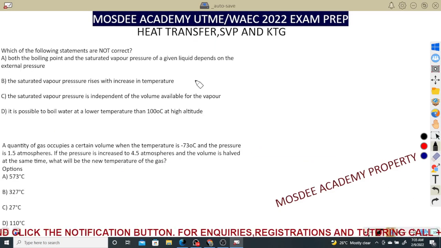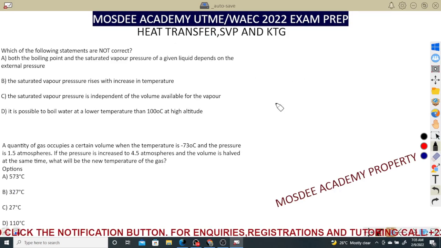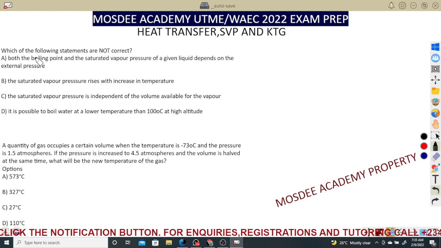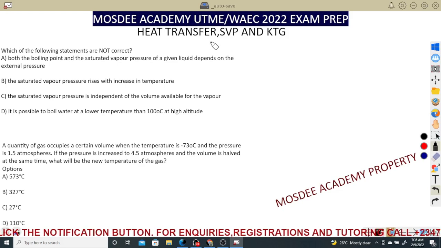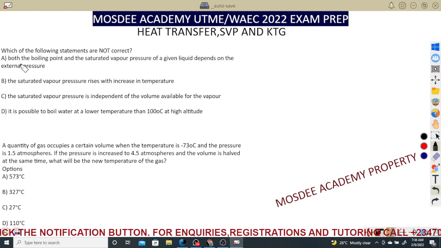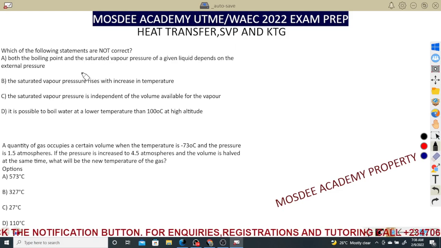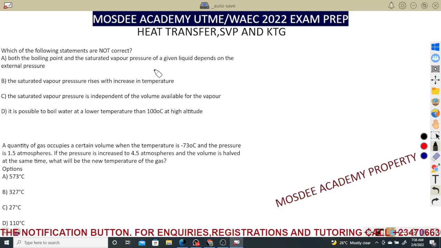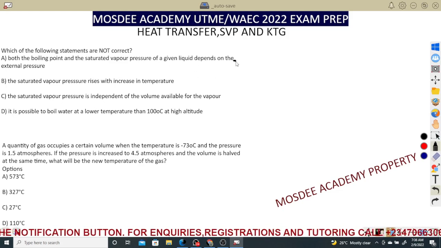Now, about the next question, like I just said, I'll be leaving some of the questions for you guys to solve, the calculations for you to punch and drop your answers in the comment box. Now, this is: which of the following statements are not correct? I think we are still on the saturated vapor pressure concept. Both the boiling point and the saturated vapor pressure will depend on external pressure. Fine, correct. Boiling point is said to be the temperature at which atmospheric pressure is equal to the vapor pressure. We've talked about that. This is correct.